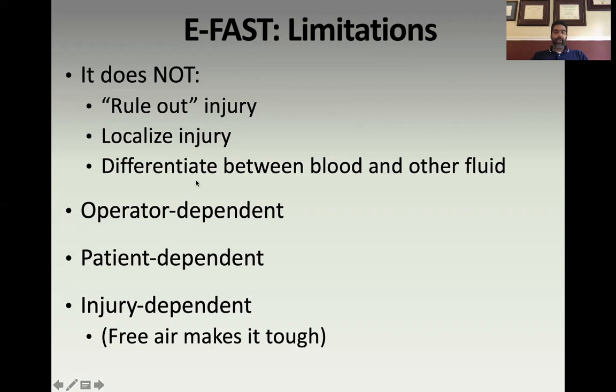Like any ultrasound study, it is both operator and patient dependent. So if you're not skilled at it, your yield is going to be poor. And if you have a patient who is difficult because of body habitus, because of cooperation, that type of thing, the study itself is going to be limited.